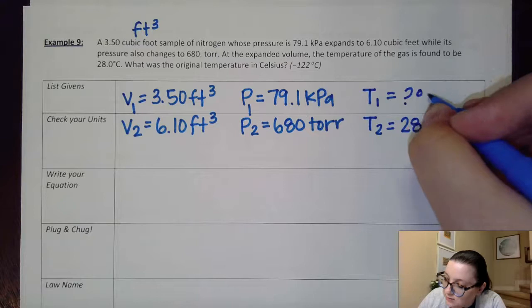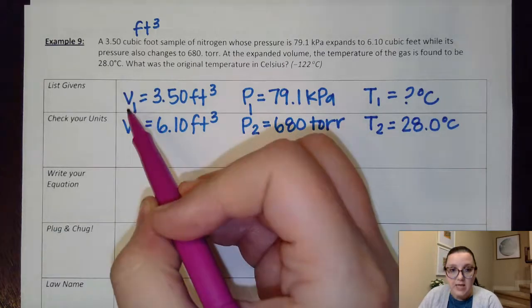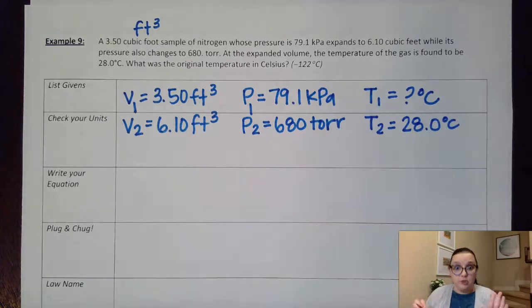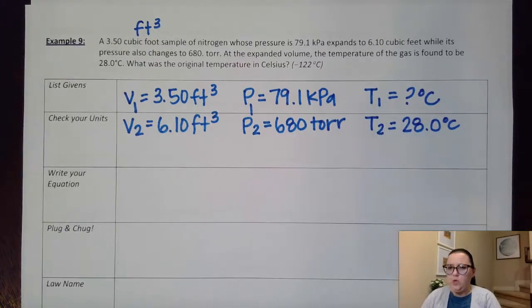Now, there is a lot going on with checking units here, so we got to be real careful. So first off, I would want to check our volumes and pressures in the same unit. Well, both our V1 and our V2 are in feet cubed, so that's good to go, right? All right, but then I look at my pressures and I'm like, ooh, those are not in the same unit. One's in kPa and one's in torr.